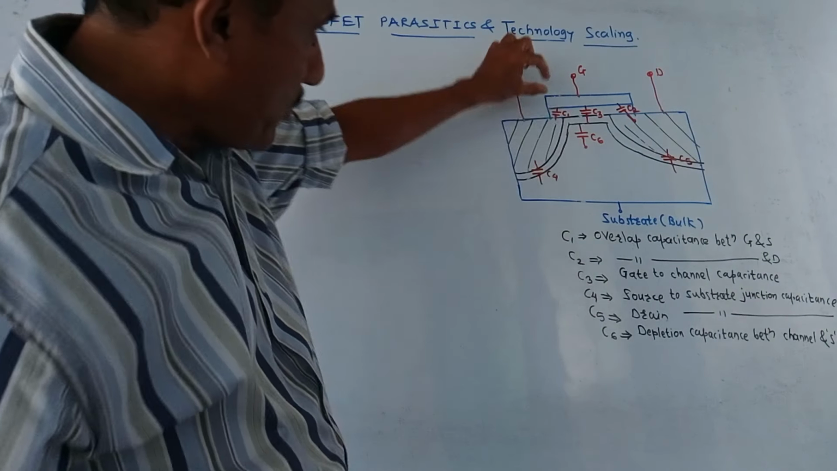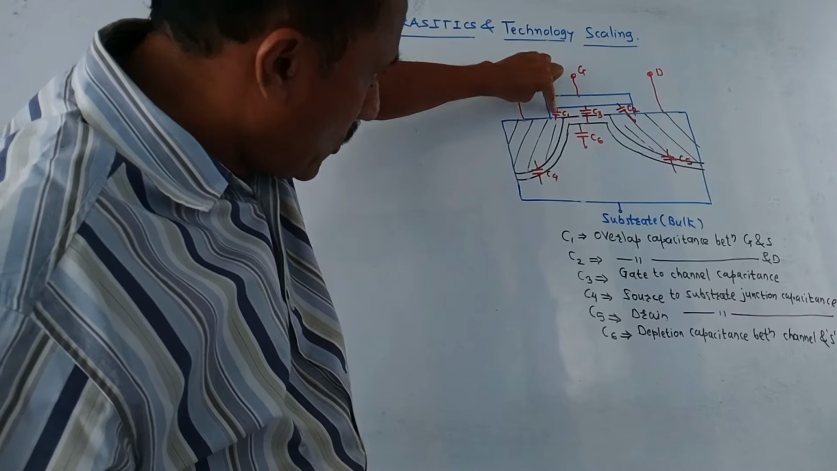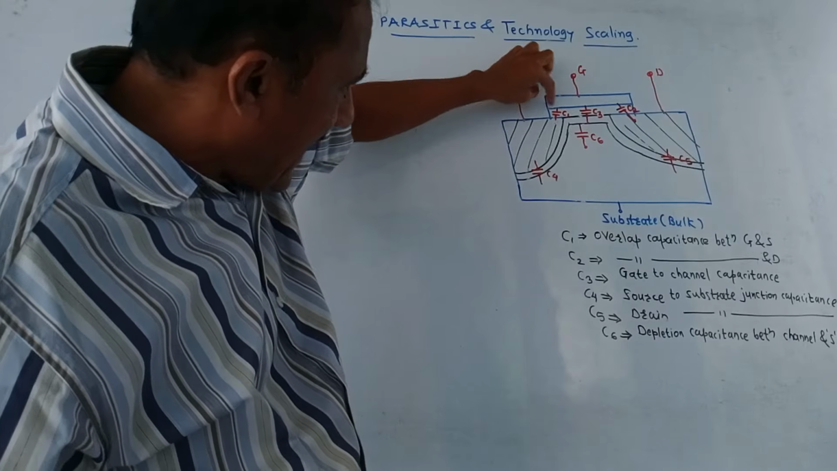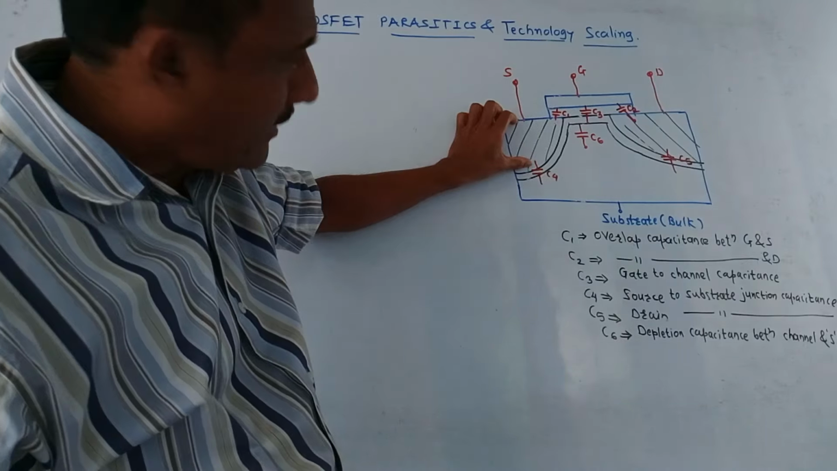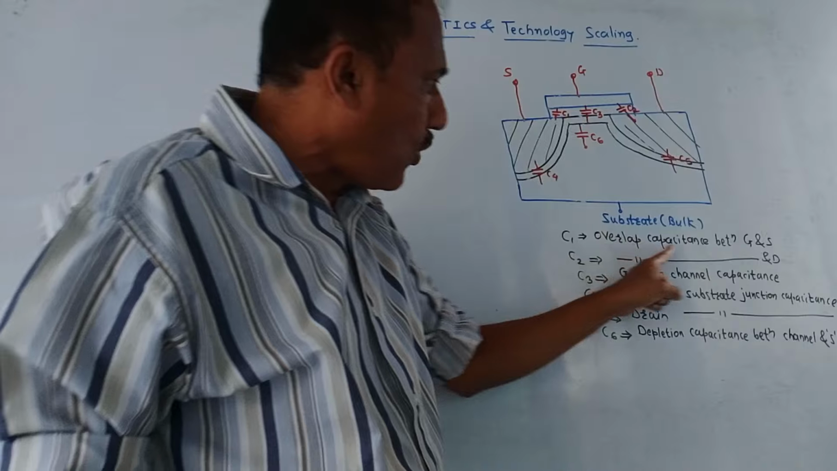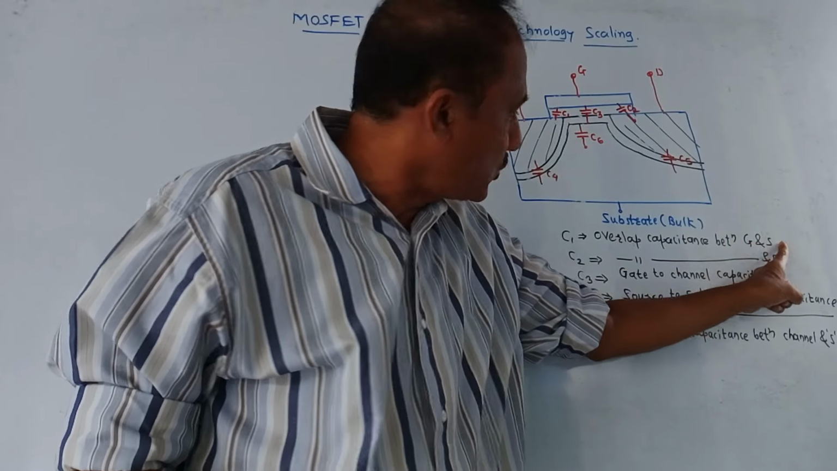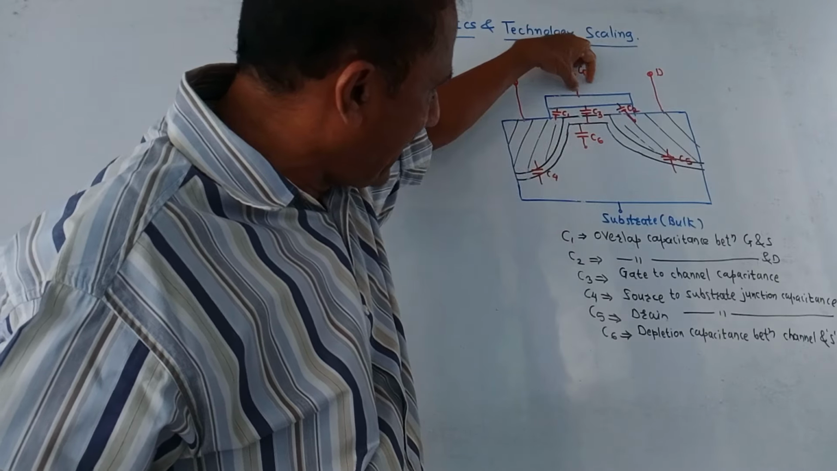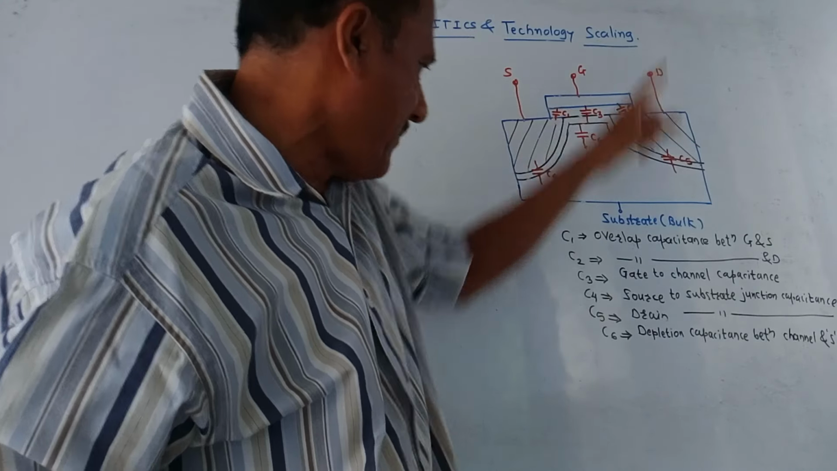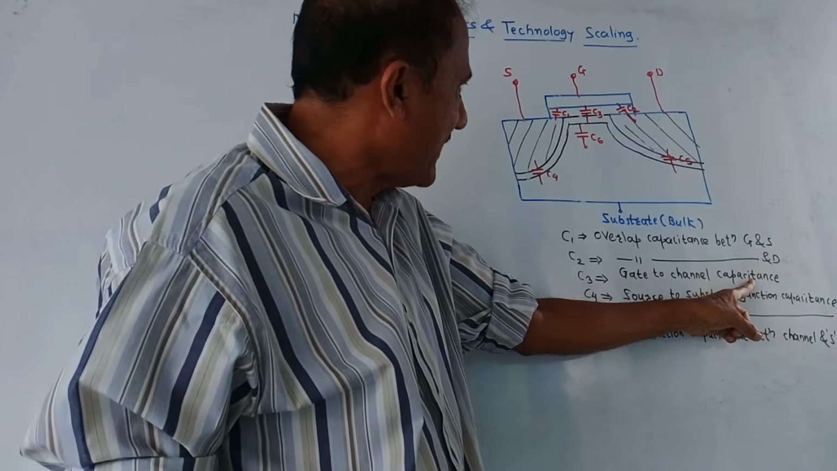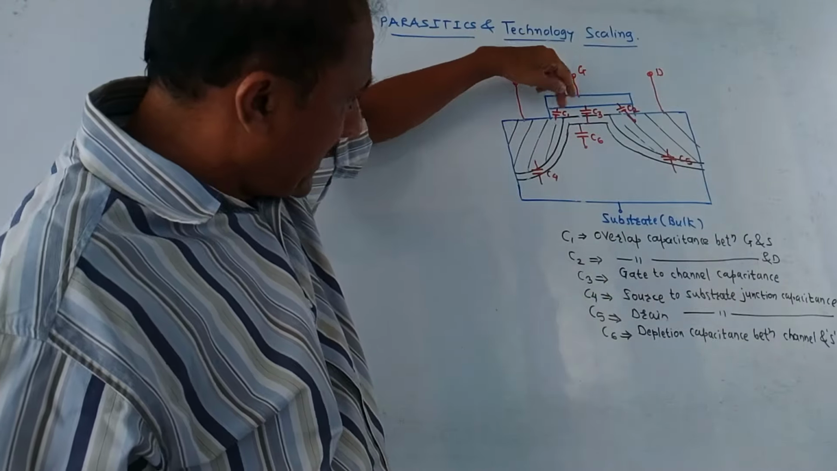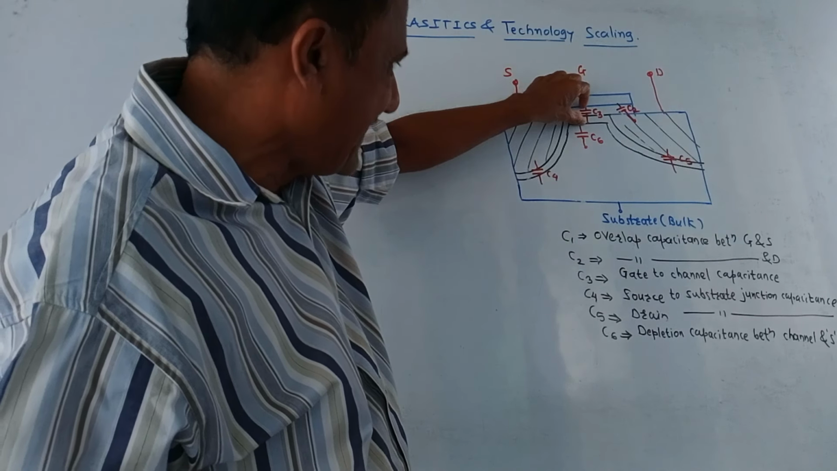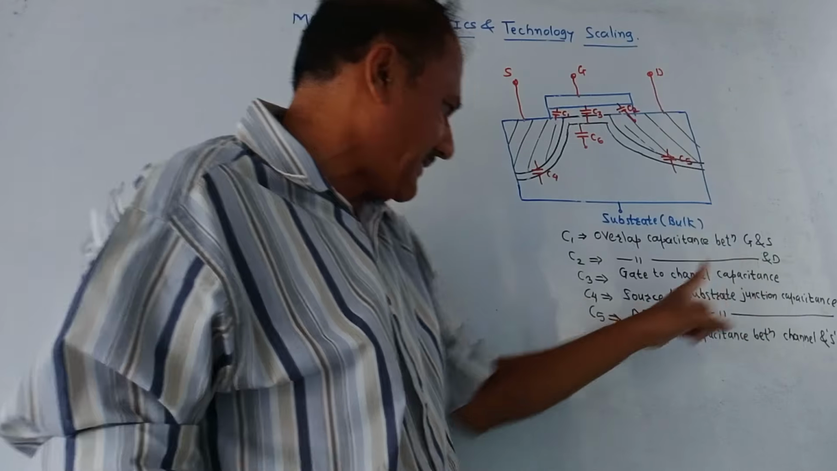Likewise, if I'm talking about this capacitor C1, look in the diagram, it is connected between gate and source terminal. So C1 is the overlap capacitance between gate and source. C2 is the overlap capacitor between gate and drain terminal. Then C3 is the gate to channel capacitance. Below this part, the channel is created in a MOSFET. So C3 is the gate to channel capacitance.